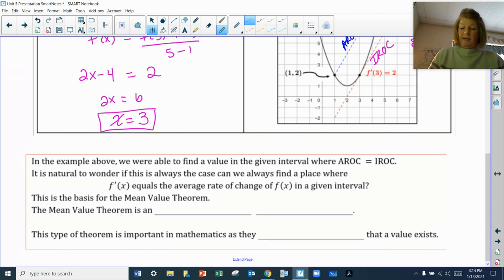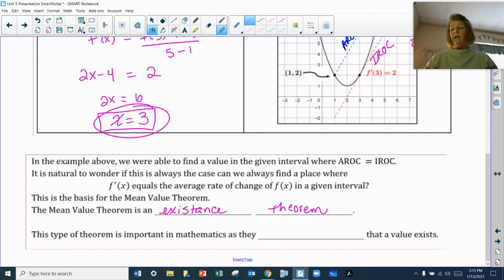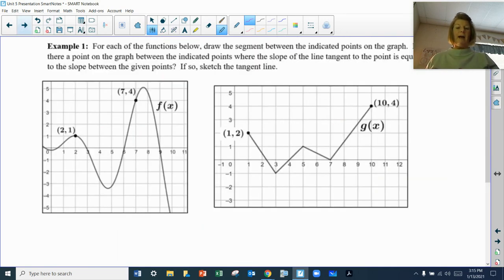The mean value theorem is what we refer to as an existence theorem, meaning it guarantees that a point exists under certain conditions, but not necessarily how to find the point, like we were able to find 3. This theorem doesn't actually find it for us. We'll have to do a little bit more work to do that. This type of theorem is important in mathematics as it guarantees that a value exists. Okay, so that existence idea, that the value exists. All right, let's move on.